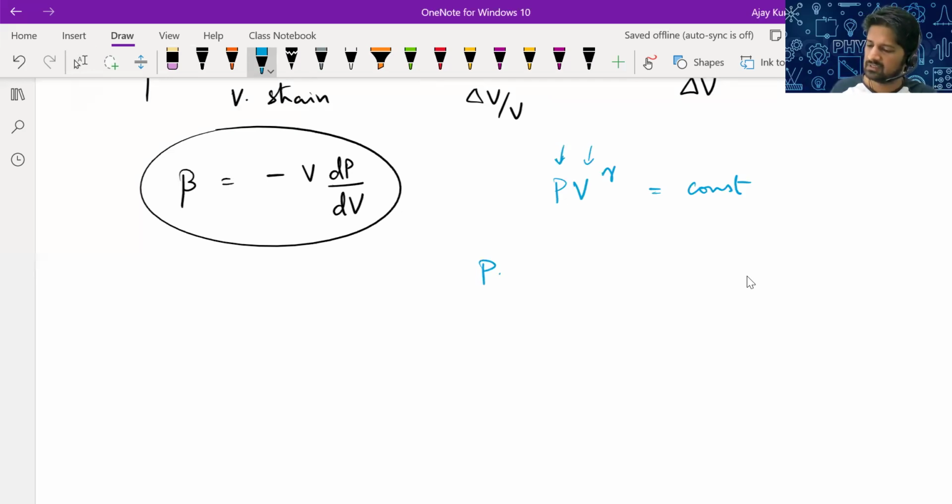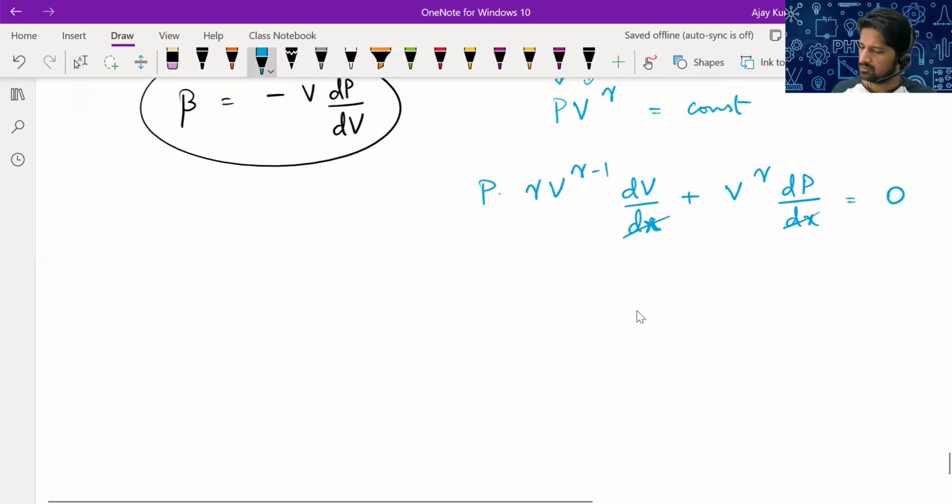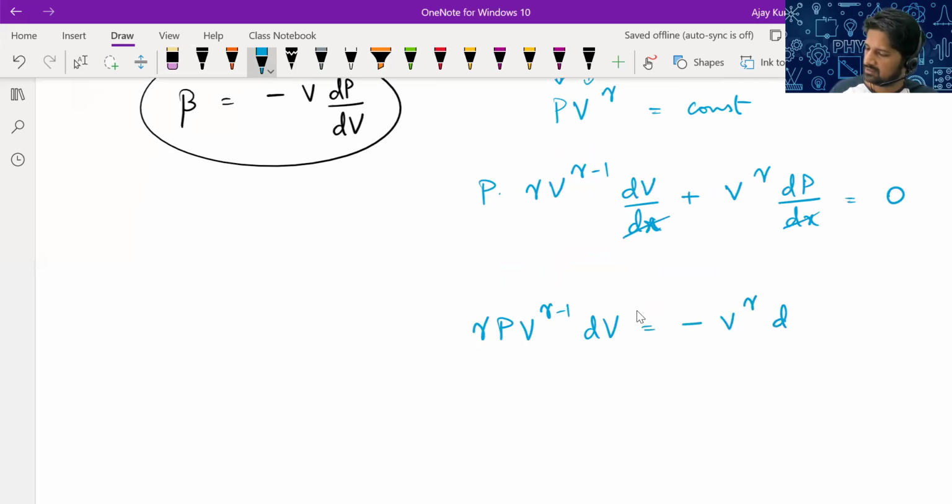So pressure multiplied with the derivative of V power gamma becomes gamma times V power gamma minus 1 dV by dx, assuming I'm differentiating with respect to some variable x, plus V power gamma multiplied with the derivative of pressure, which is dP by dx. The derivative of the constant on the right hand side is 0. Now you can remove this dx; it doesn't matter with respect to what you differentiate. So what are you left with? Gamma P V power gamma minus 1 dV is equal to negative of V power gamma dP.